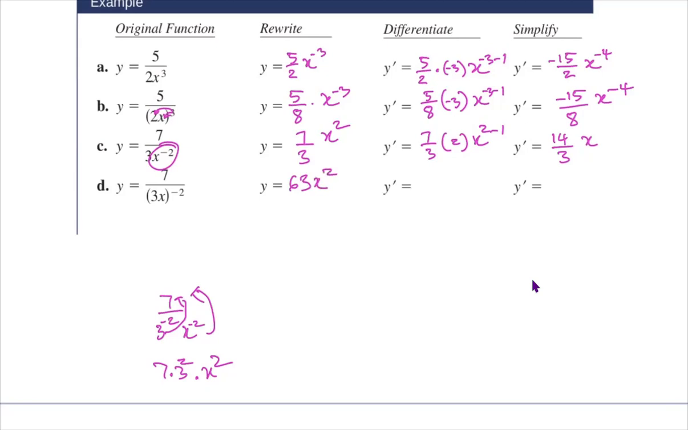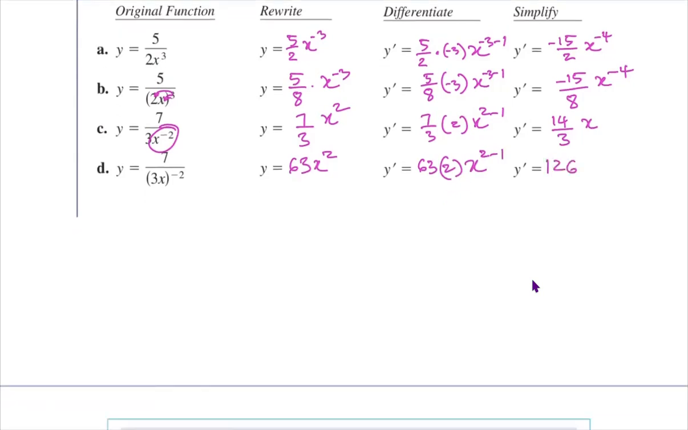So that's the power form, and that's the expression rewritten. And now we can use the power rule to differentiate this. So that's 63 times 2 x to the power 2 minus 1. 63 times 2 is 126 x to the power 1, so just x.